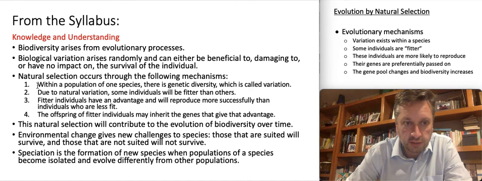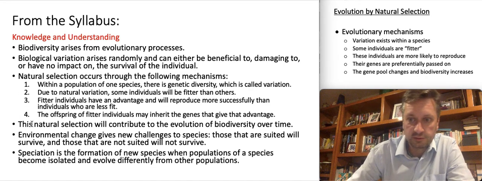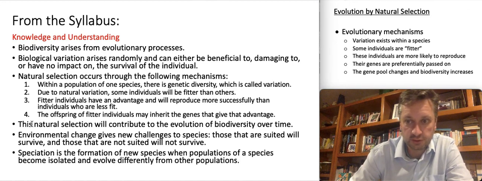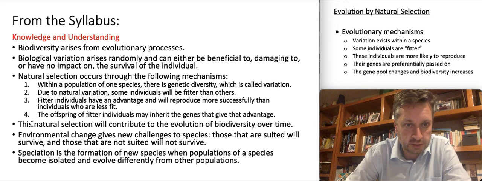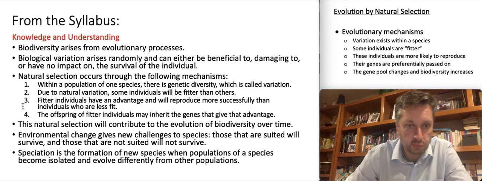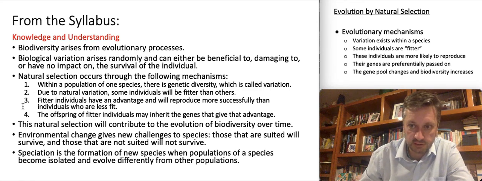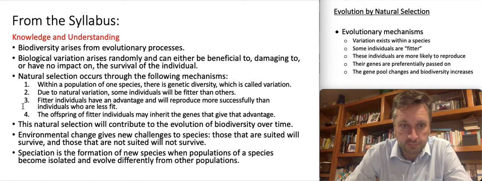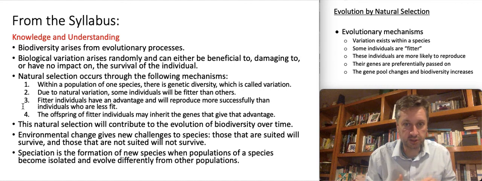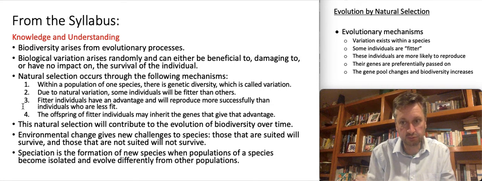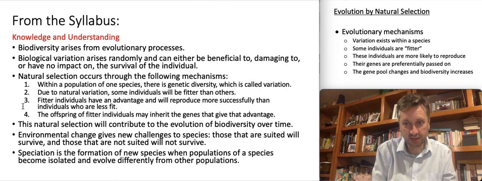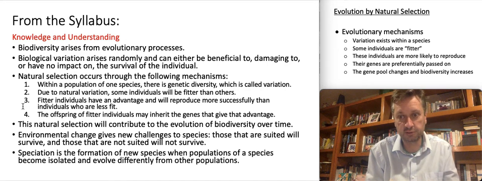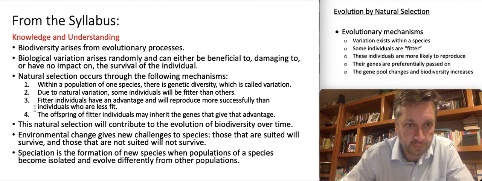Here you can see a version of the four mechanisms of evolution that I've already put in my key terms here. Number one, within a population of the same species, there will be genetic diversity and phenotypic diversity, which we call variation. That variation is a starting point which allows some individuals to have better characteristics for the environment they survive in compared to others.